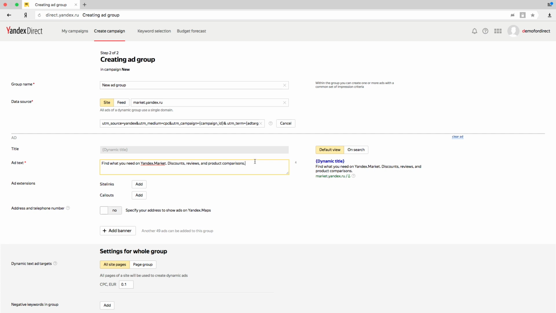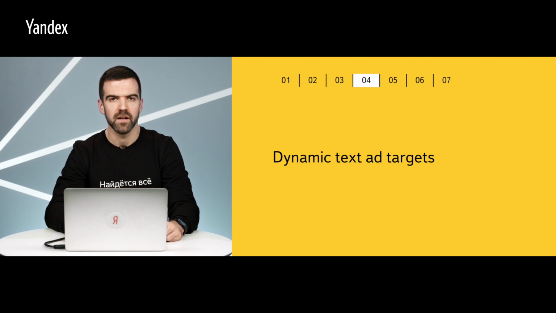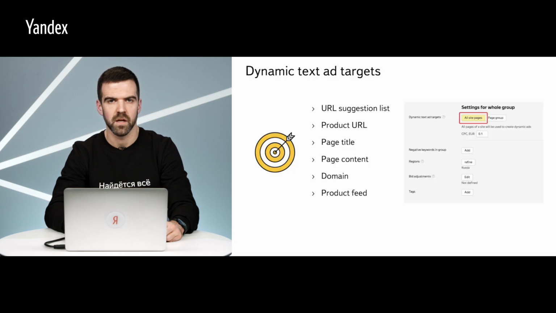Some of the other extensions you can add are site links, callouts, and a vCard. Let's stop for a moment to take a more detailed look at how you can set dynamic text ad targets. By setting dynamic text ad targets, you show which products you want Yandex.Direct to generate dynamic ads for.